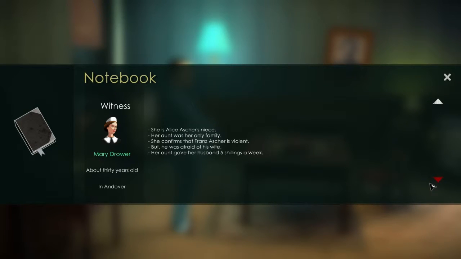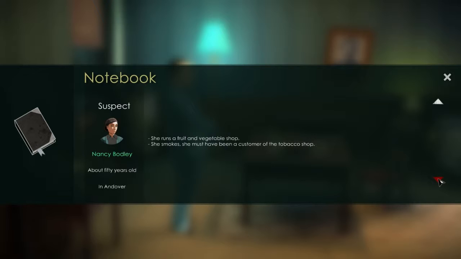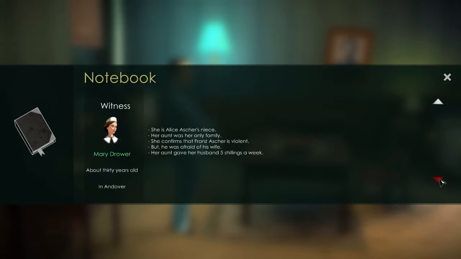Notebook. Witness. Married, about 30 years old, in Andover. She's Alice Asher's niece. Her aunt was her only family. She confirms that Franz Asher is violent, but he was afraid of his wife. Her aunt gave her husband 5 shillings a week. So yeah, now she's a witness instead of a suspect. But Nancy Bodley is still a suspect. Okay then.